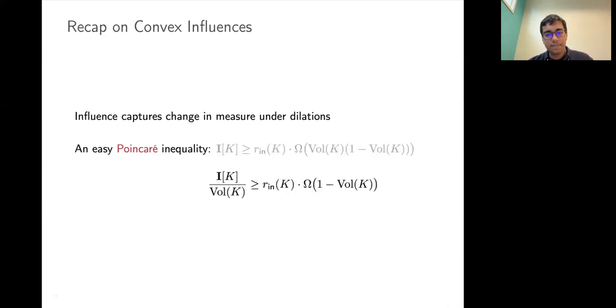So I'm just going to rewrite this as follows. I'm going to rewrite this by dividing both sides by the volume of the set K. So the normalized influence, the influence normalized by the volume, is at least the in radius times 1 minus the volume. That's all this Poincare inequality is saying. And this formulation would be slightly more useful in just like 4 slides.